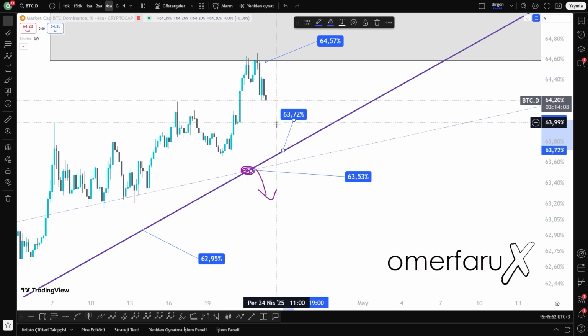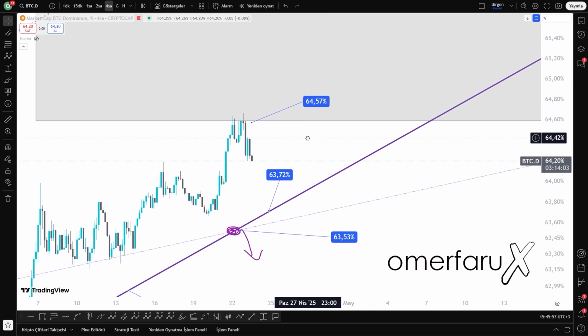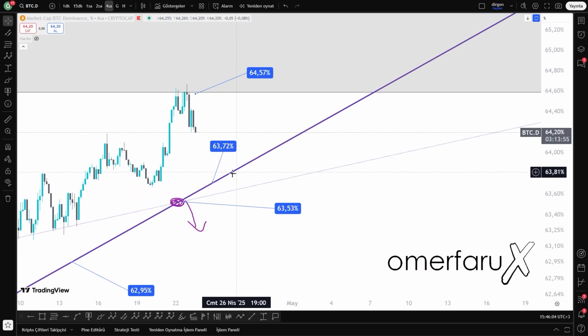We saw a nice scenario where our 64.5 resistance worked, and with the next movements, the breaking of this trend, I think money can enter the altcoins even more. This is not a time to return. We can see a little more upward movements, a little more horizontal prices here.